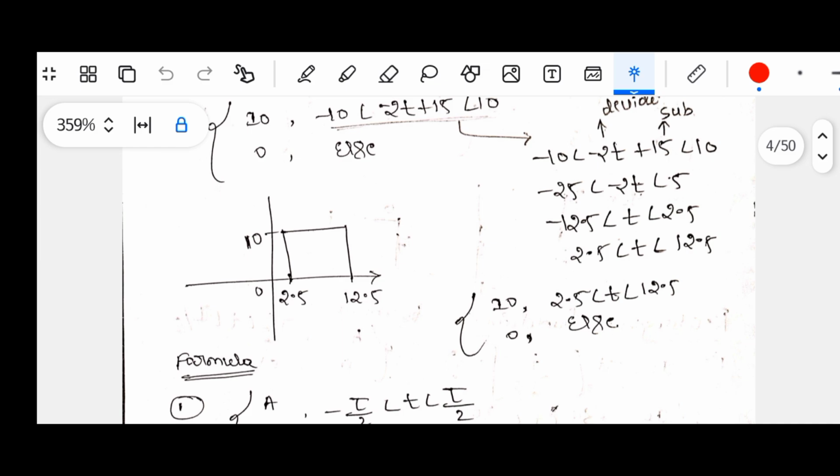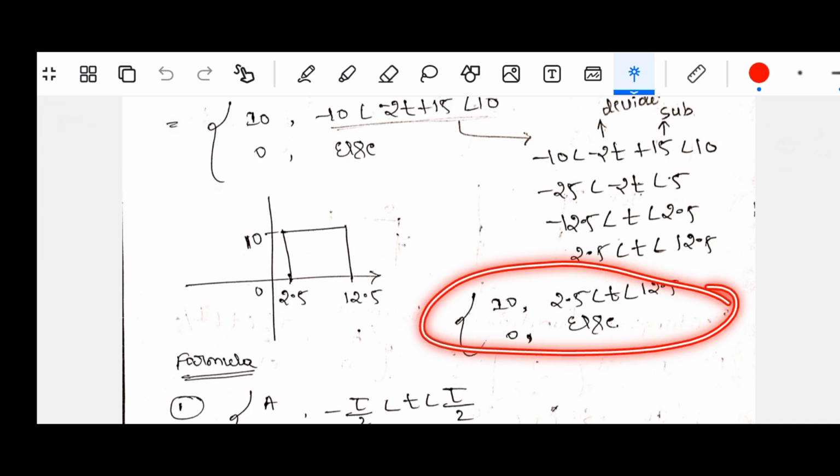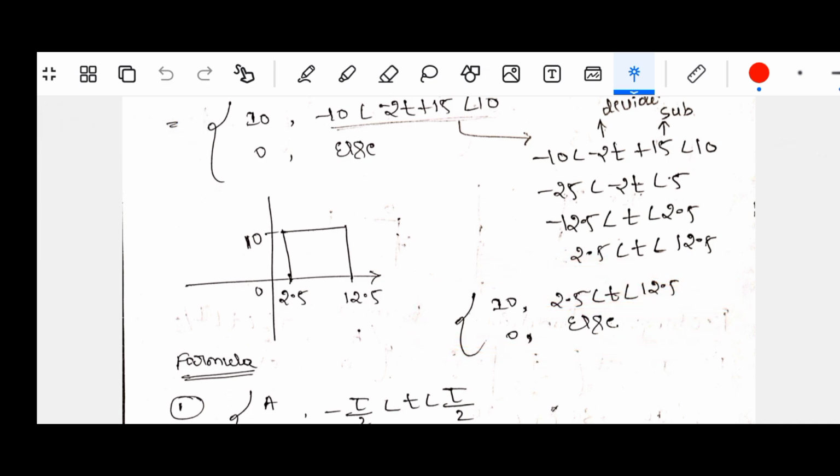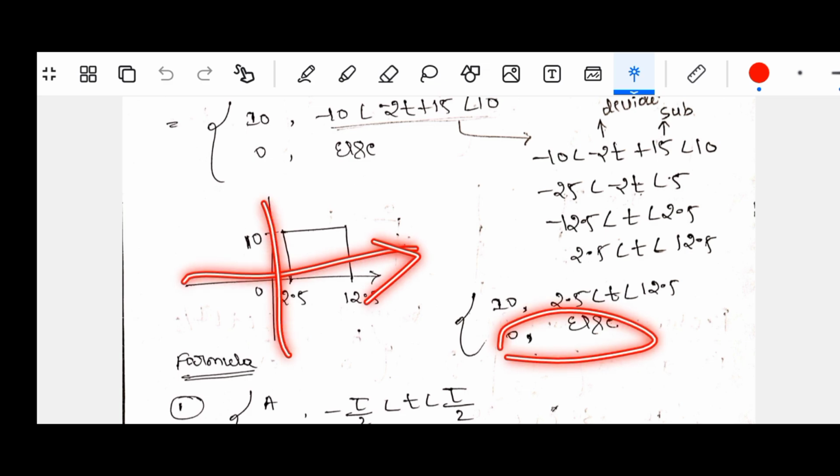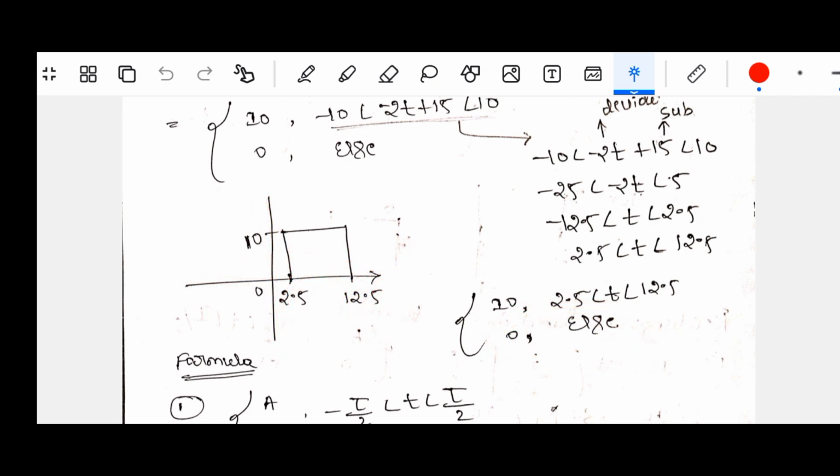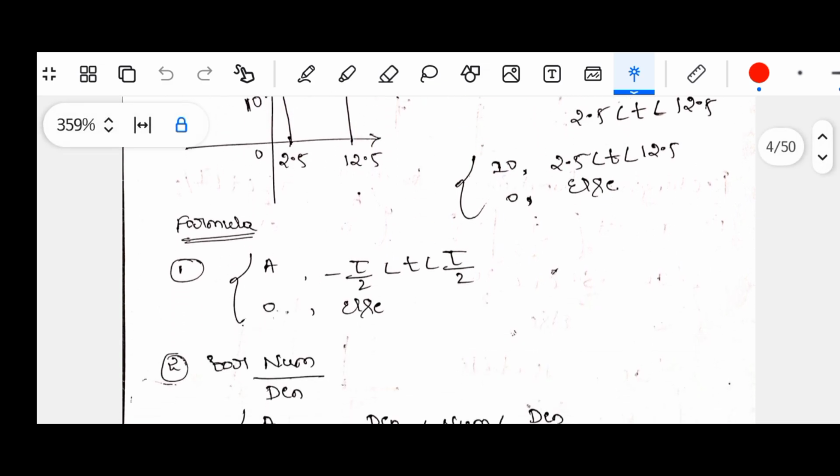Then we have to plot the graph. For minus 2.5 less than t less than 12.5, we will get 10, and 0 else. So it is coming on the positive side: here 2.5, here 12.5, and at the top we will get 10.